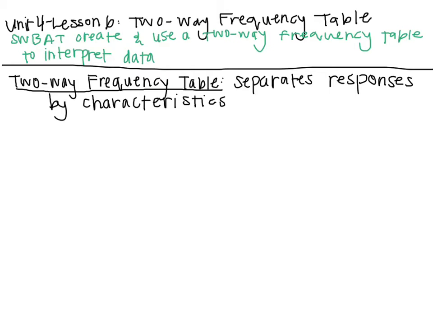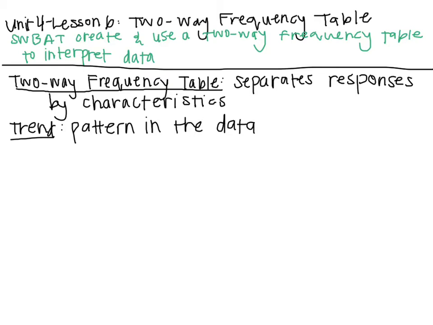Our next term is trend. T-R-E-N-D, and a trend is just a pattern in the data. When we create a two-way frequency table, we are looking for trends to see if there's something that most people like or something that's more effective than another thing.